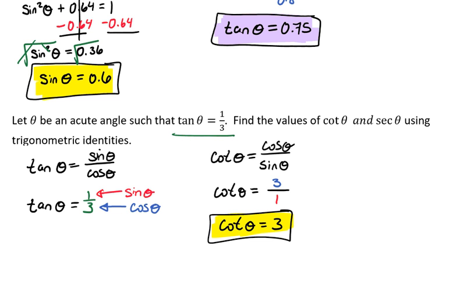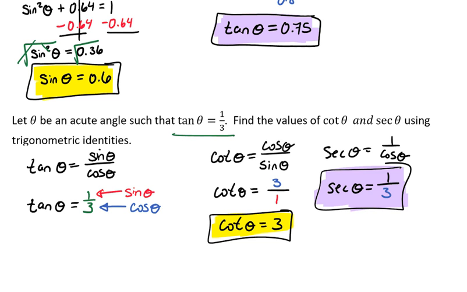Now, in order to find our secant of theta, we know it is 1 over cosine. And we have what cosine is. We were told that cosine is 3. So we can plug that in, and now we have our secant of theta as well. So using our fundamental trig identities allows us to find other trig values as well.